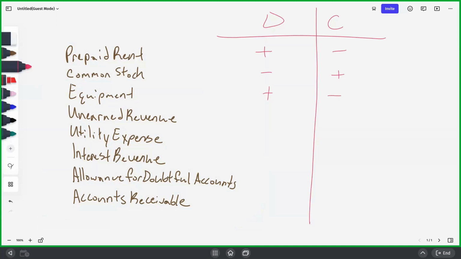Unearned revenue. Utility expense. Debit. Expense. Interest revenue. Credit. Allowance for doubtful accounts. Credit. We decrease it with a debit. It can have a debit balance at the beginning, but the only reason it has a debit balance is because we overuse that account and we have to fill it back up to its normal credit balance. So accounts receivable. Debit.